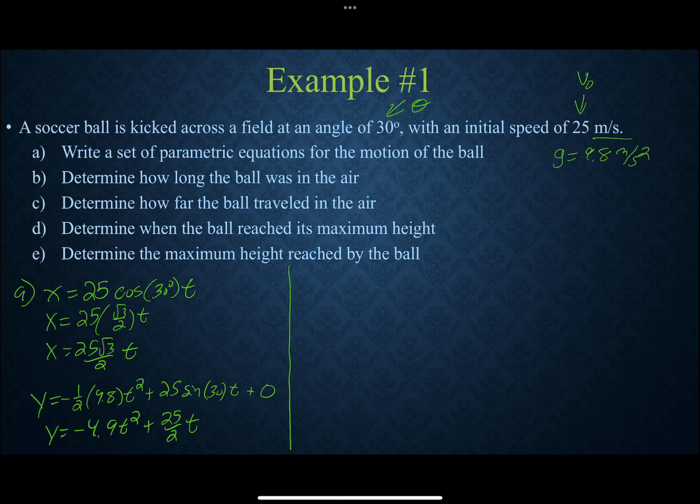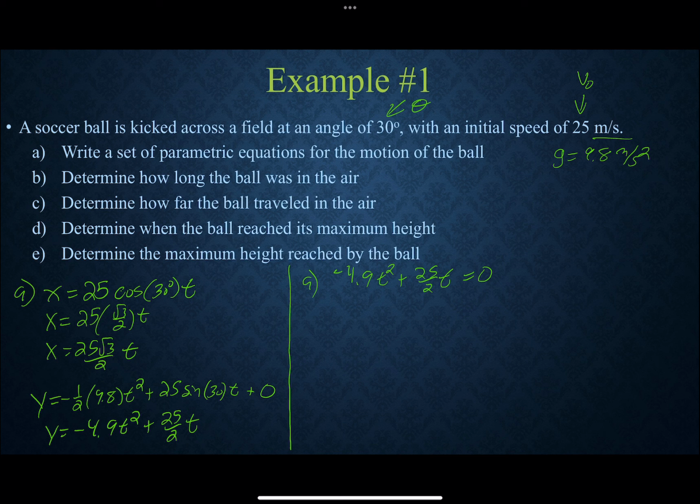Now, B, C, D, and E, we're using this information and a graph to figure out what's going on here. So for part B, how long was the ball in the air? You're looking for when the y value hits 0. So we're going to set our negative 4.9 t squared plus 25 over 2 t equal to 0 and solve. Now, in this particular case, we can factor and solve it because they both have a t in common. But if there was an initial height, we probably would not be able to factor this thing.